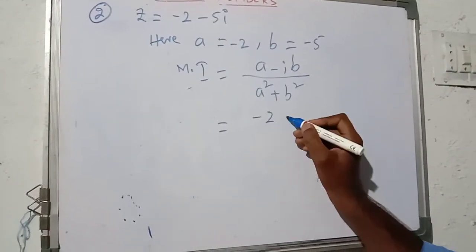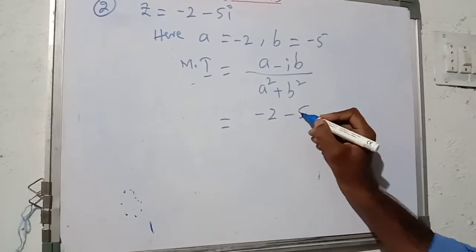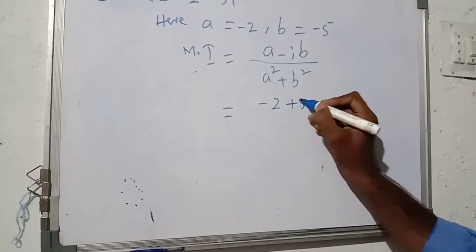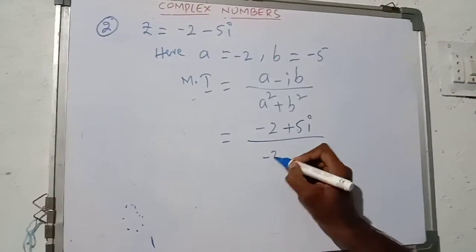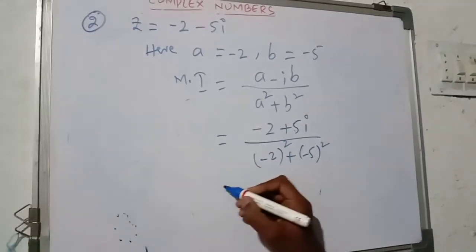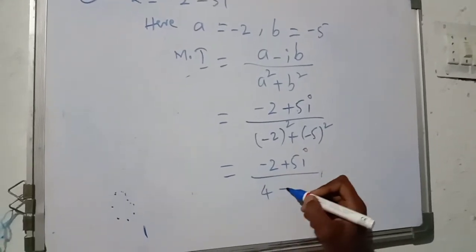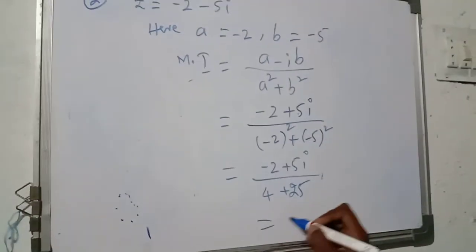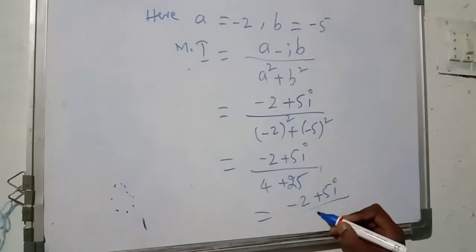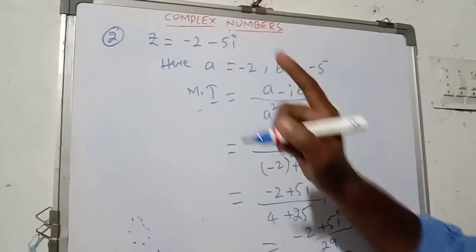So the answer is minus 2 minus of minus 5i, that means (minus 2 plus 5i) by (minus 2 square plus minus 5 whole square). So this equals (minus 2 plus 5i) by (4 plus 25), which is (minus 2 plus 5i) by 29. This is the multiplicative inverse of minus 2 minus 5i.